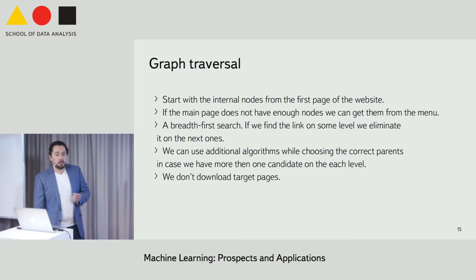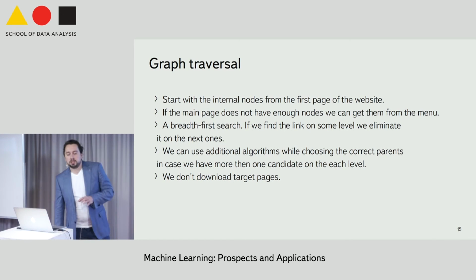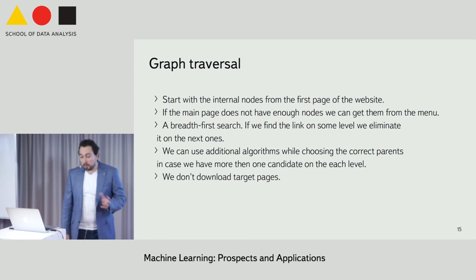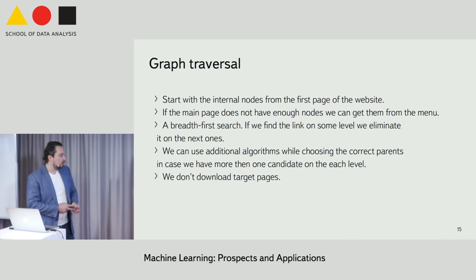And if we have different parents for URLs on the same level, we can use an additional algorithm for choosing the right parent. And we don't download target pages, we don't download filtered pages, we don't download utilities pages.